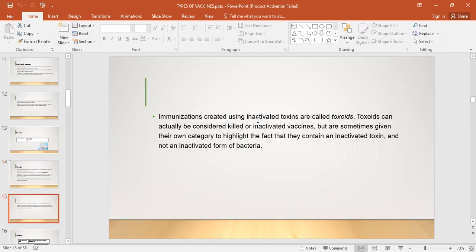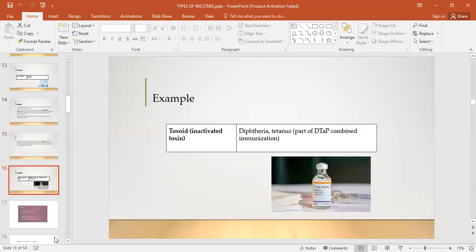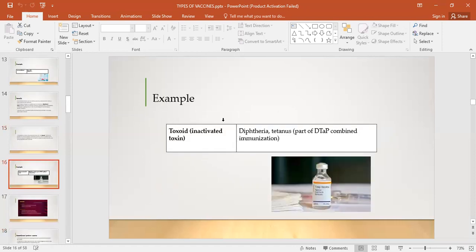Immunizations created using inactivated toxins are called toxoids. Toxoids can actually be considered killed or inactivated vaccines, but are sometimes given their own category to highlight the fact that they contain an inactivated toxin and not an inactivated form of bacteria. Examples of toxoid vaccines are diphtheria, tetanus, and part of the DT acellular pertussis combined immunization.